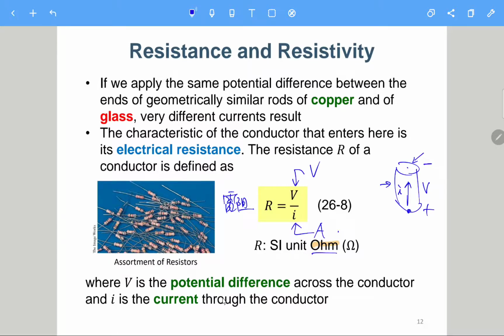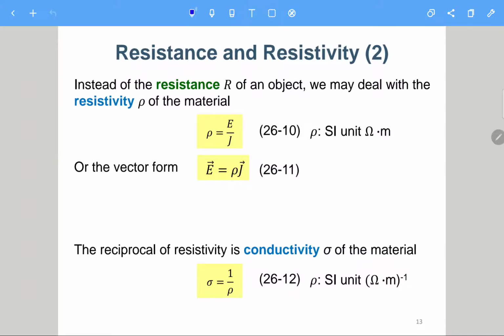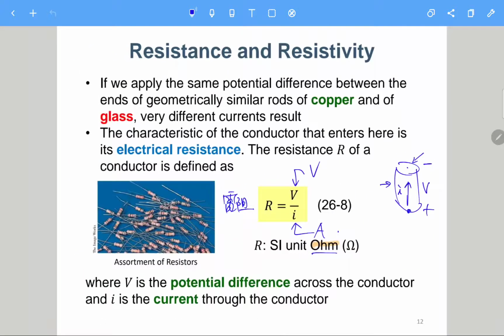So here, V is the potential difference across the conductor, and I is the current going through the conductor. So the ratio should be a constant, which is called the resistance. The resistance depends on the geometric shape of the resistor. The resistor is this one, and the resistance is the value of this resistor.